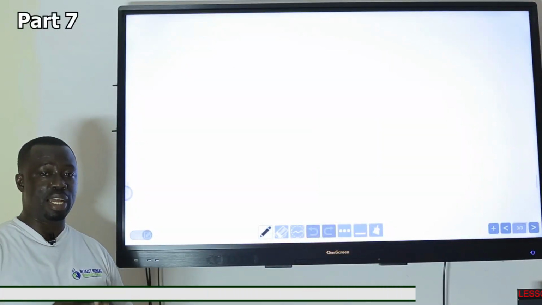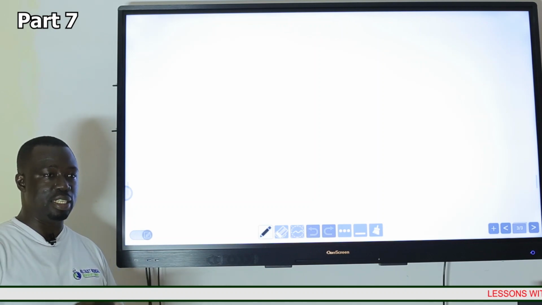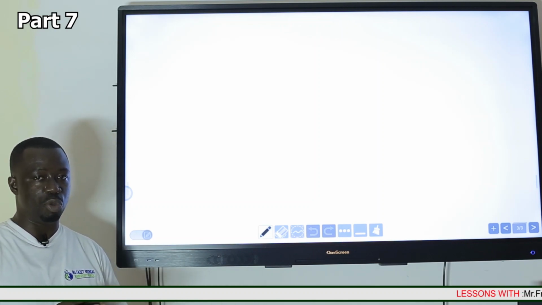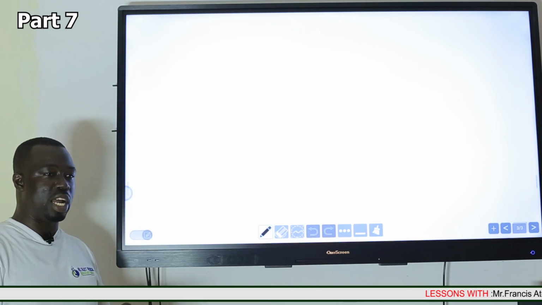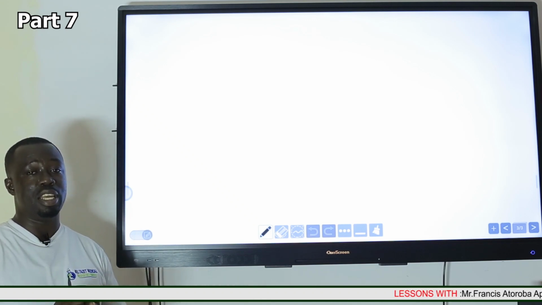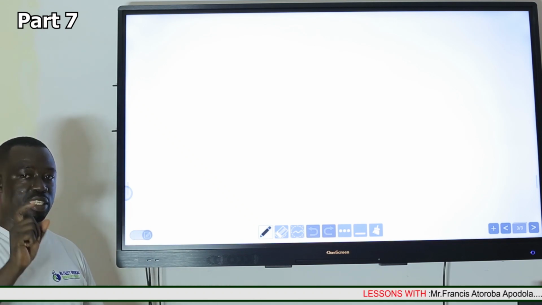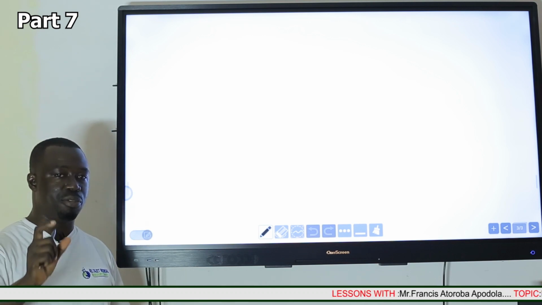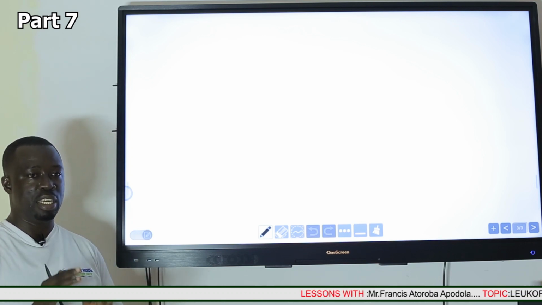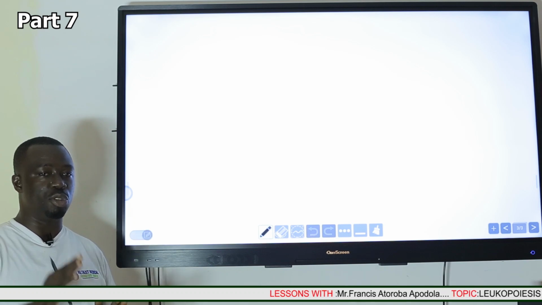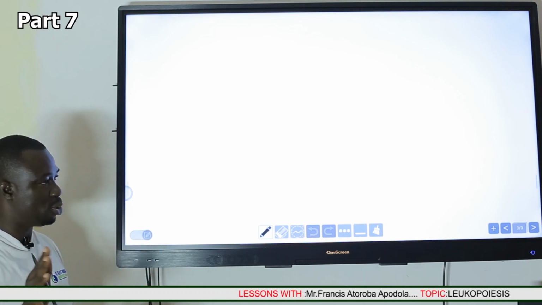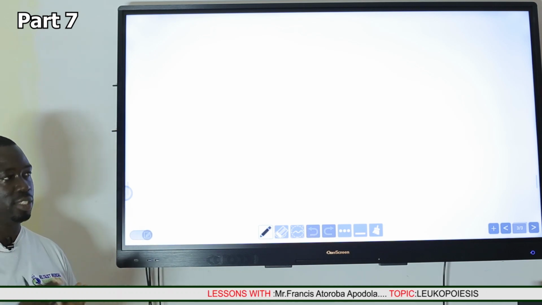Previously, we looked at erythropoiesis and the stages involved in erythropoiesis. We also looked at the driving force in erythropoiesis, and we did mention that the key driving force in erythropoiesis is the hormone called erythropoietin, which is produced by the cells of the kidneys.